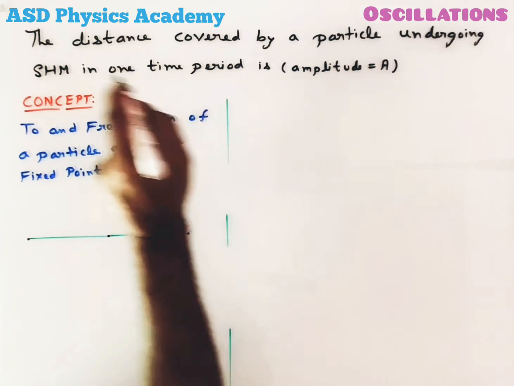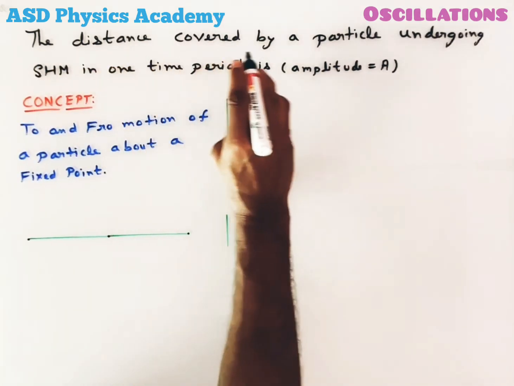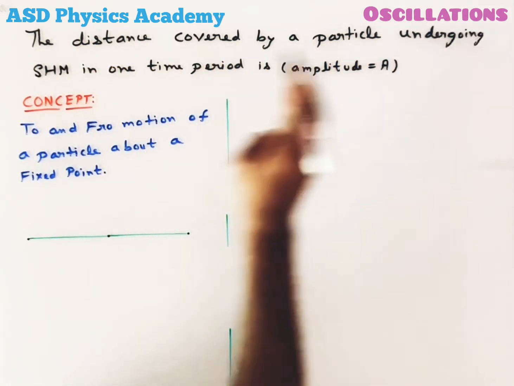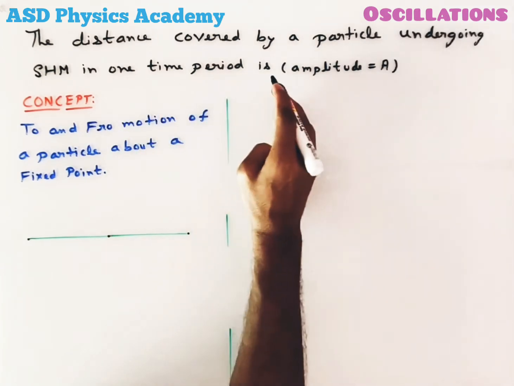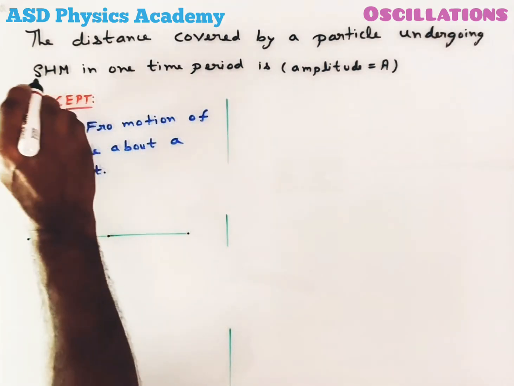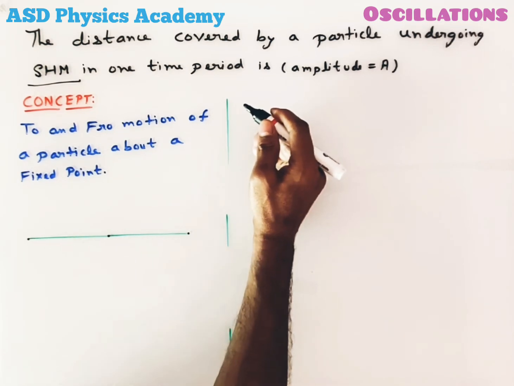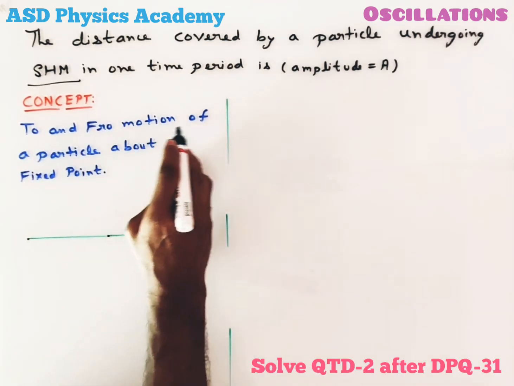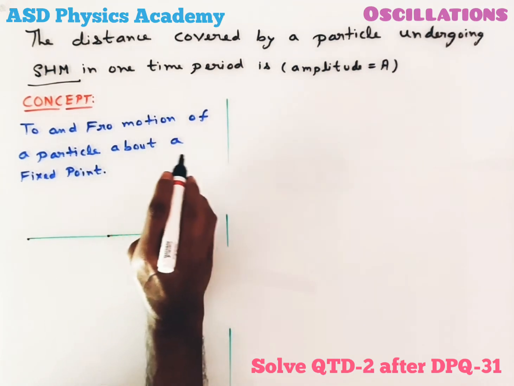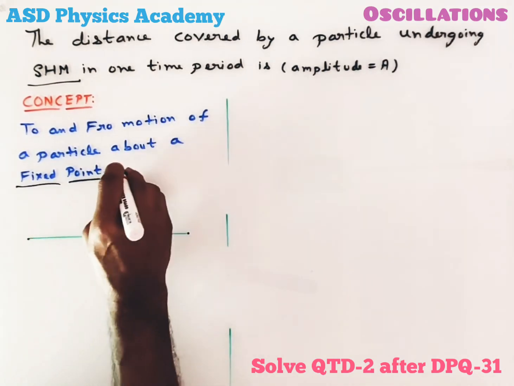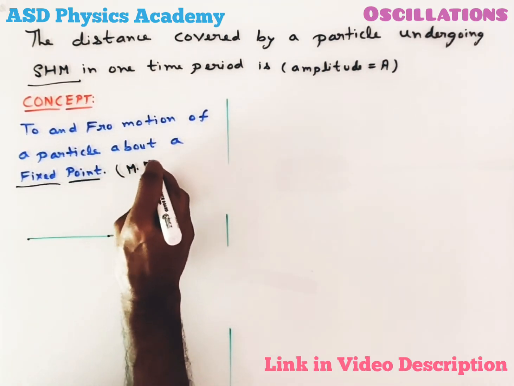Today's question is: the distance covered by a particle undergoing SHM in one time period is. Here SHM stands for simple harmonic motion, and harmonic motion is also called oscillatory motion or vibratory motion, and it is defined as to and fro motion of a particle about a fixed point. This fixed point is called mean position.